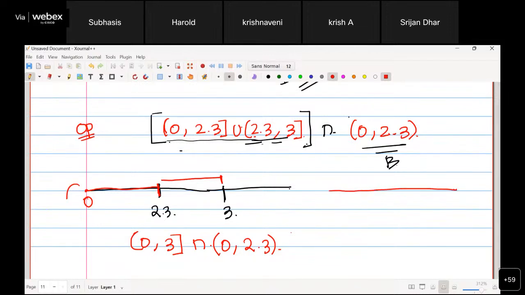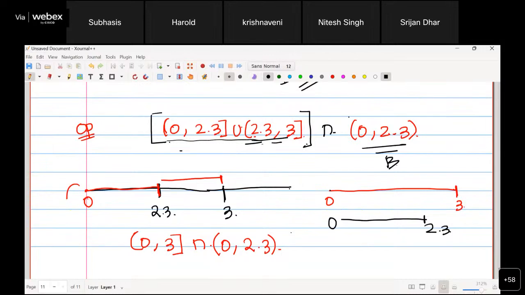So now you have (0, 3], and you have another set 0 to 2.3. Now what are the elements that are common to these two sets? One set is all the real numbers from 0 to 3. Another set is from 0 to 2.3.